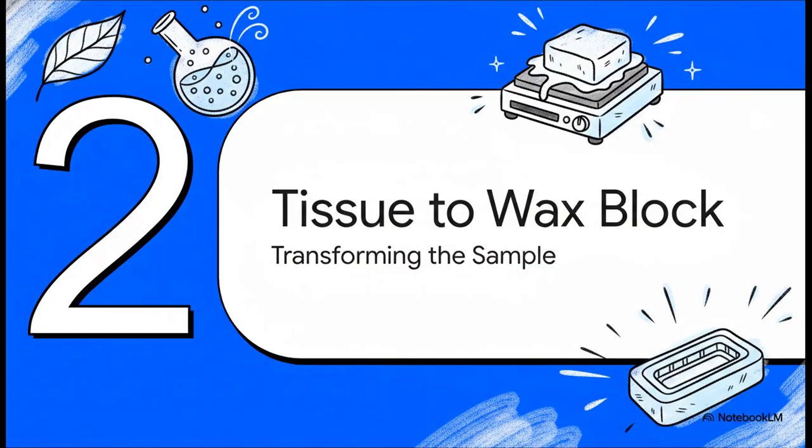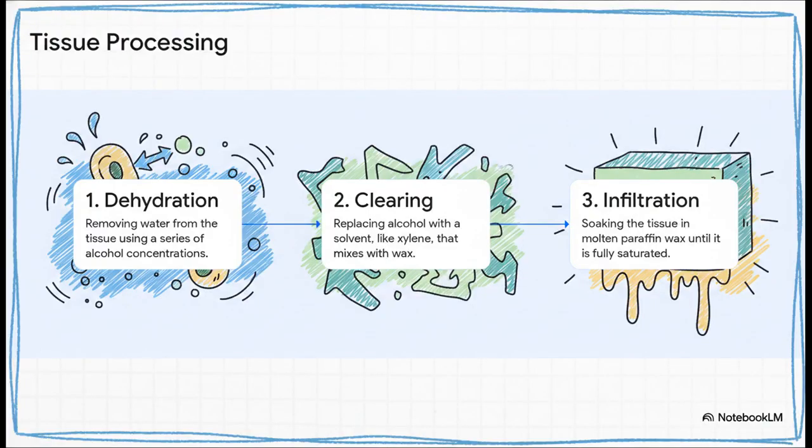Okay, now for the part that feels a little bit like magic. We've got this soft, fragile piece of tissue. How in the world do we turn it into something solid that we can actually slice? This is where the core work of the histology lab really kicks in. It all happens in 3 main stages. First, we have to get all the water out of the tissue, and we do that with alcohol. Next, we use a solvent to get the alcohol out. And finally, we soak the whole thing in hot, molten paraffin wax. When it cools, we have a solid, stable block that's ready for the next step.